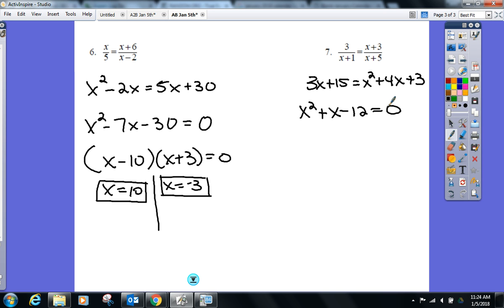Okay, that's fine. Just try to write it in the order. So plus 4x plus 3, because I think that's what you're getting fooled by. And then you can bring the 3x and the 15 over.